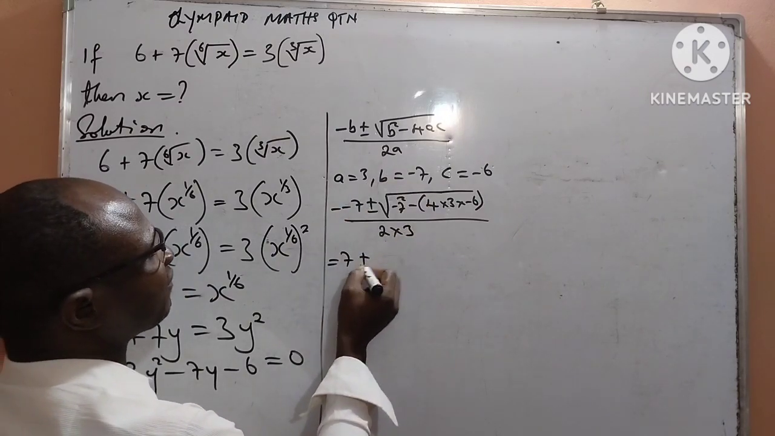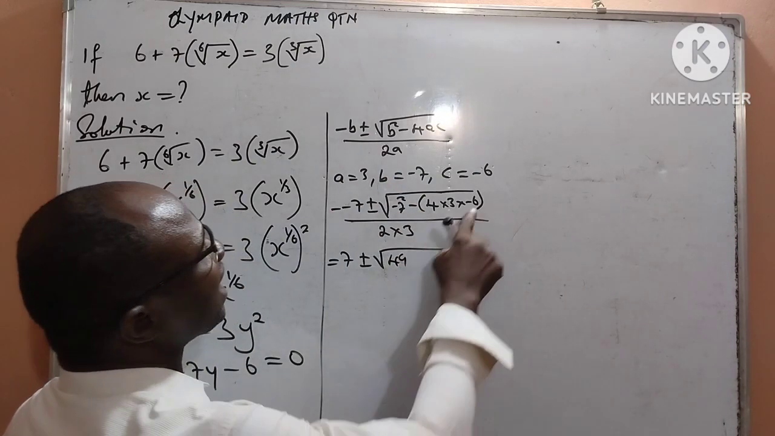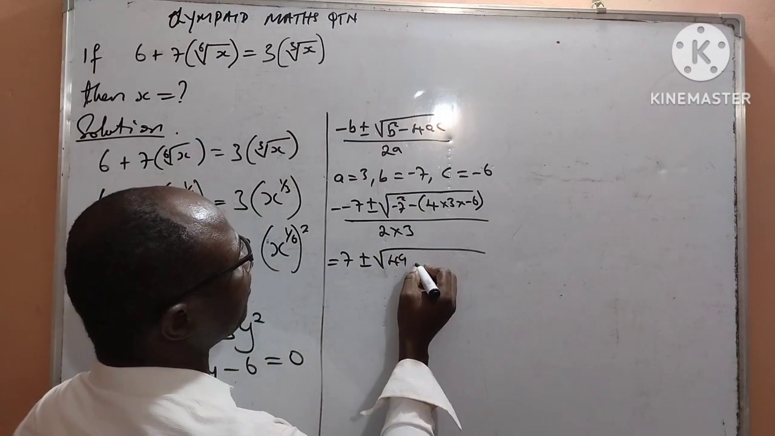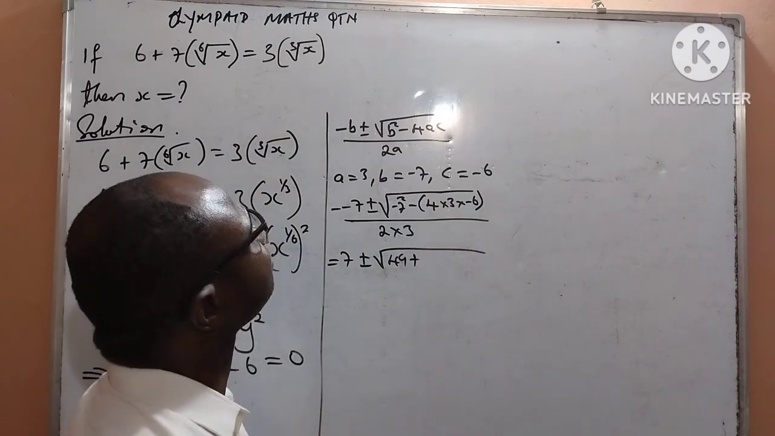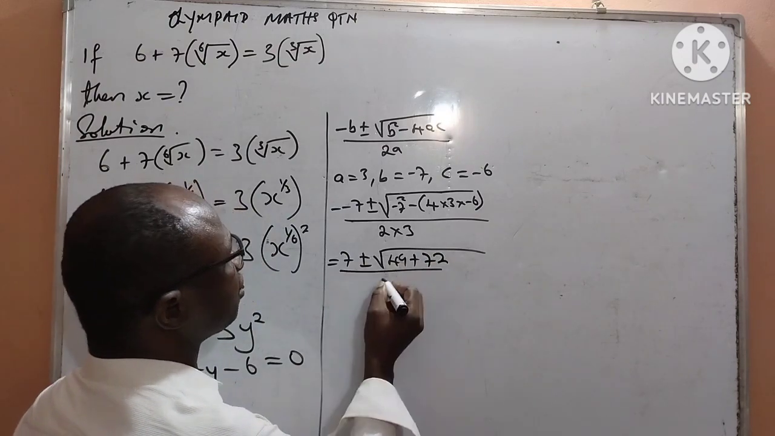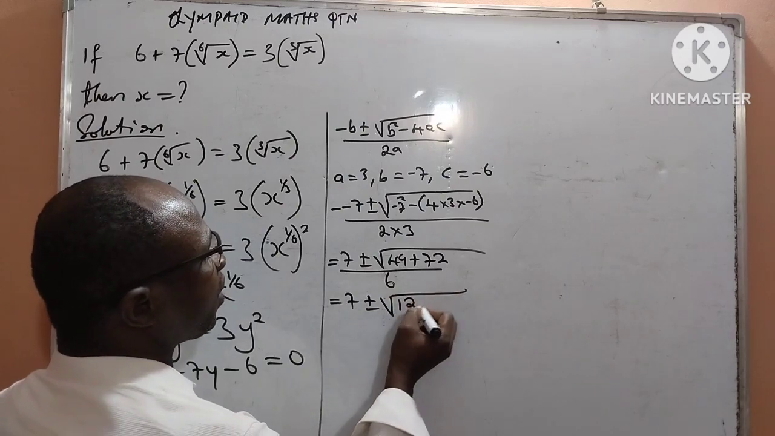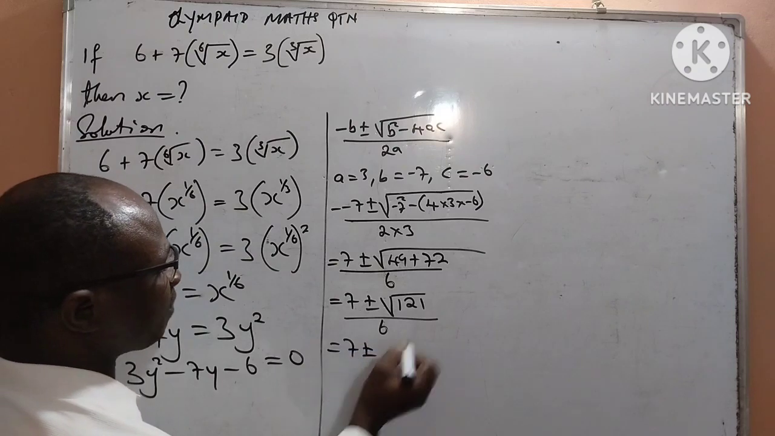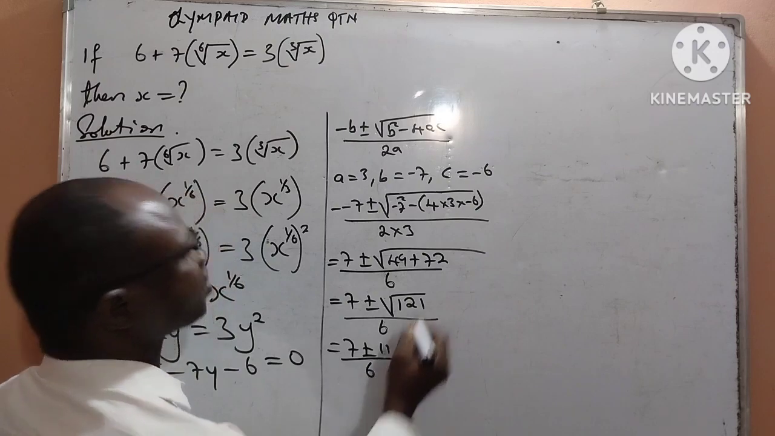Minus negative 7 will give me 7 plus or minus, and negative 7 squared will give me 49. Also, I have minus inside the bracket multiplied by the minus outside the bracket, and that is now going to give me plus. 4 times 3 is 12, and 12 times 6 will give me 72, all over 6. This is going to be 7 plus or minus the square root of 121 all over 6, meaning that I can now have 7 plus or minus the square root of 121, which is 11, all over 6.